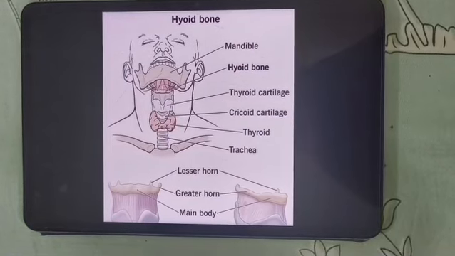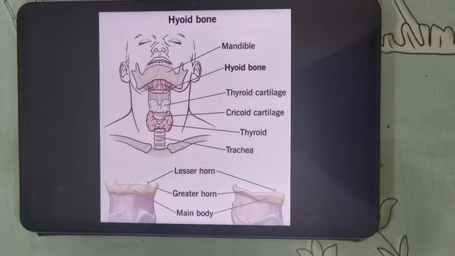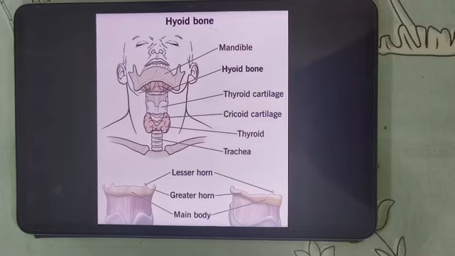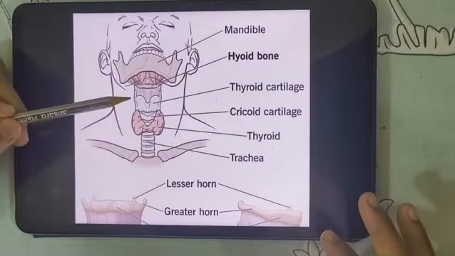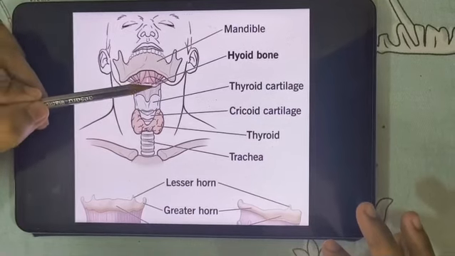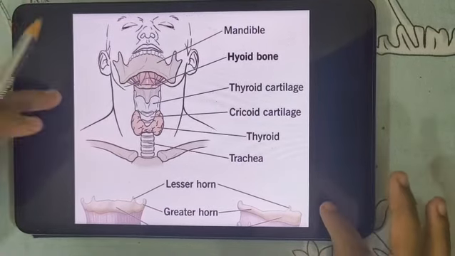Today I'll be speaking about hyoid bone. Hyoid bone is a U-shaped bone present between the chin and the thyroid cartilage. As you can see in this image, this is the thyroid cartilage and this is the chin area. Hyoid bone is present over here.